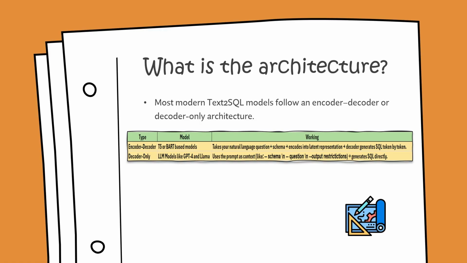Most modern text to SQL models use encoder decoder or decoder only architecture in the background. An encoder decoder model such as T5 or BART takes the natural language question and schema and converts it into relevant tokens. Tokens are then fed into the model, which produces output tokens which correspond to the required SQL query. A decoder only model, such as large language models, takes the user prompt as input and, based on the instructions in the prompt, produces an SQL query.